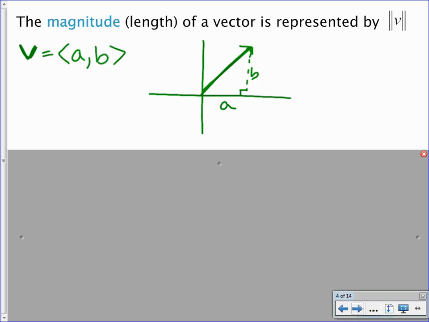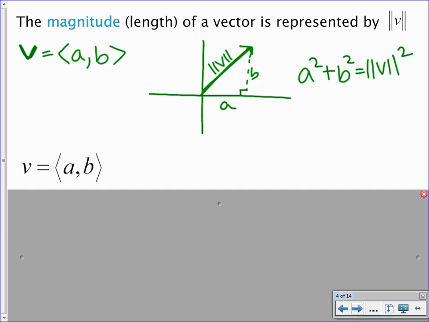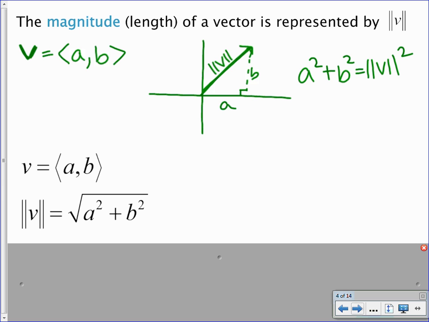The Pythagorean theorem. So this is the length of our vector. The Pythagorean theorem would be a squared plus b squared equals magnitude squared. In other words, our magnitude is the square root of a squared plus b squared. You can remember the Pythagorean theorem, or you can remember this formula, which is the Pythagorean theorem. The biggest thing here is the notation.